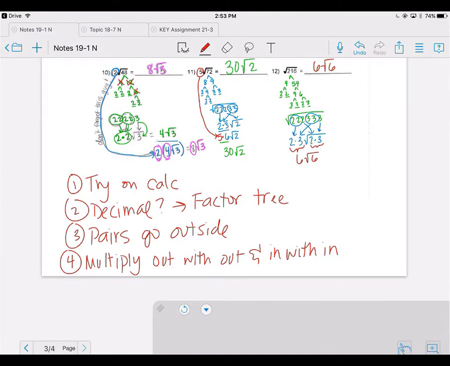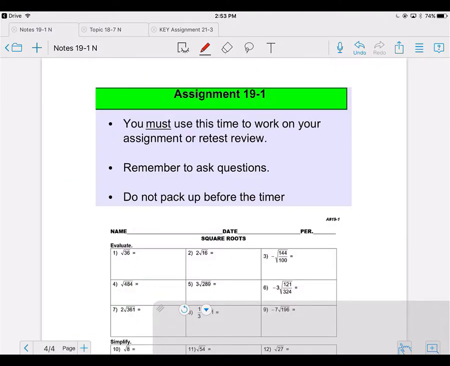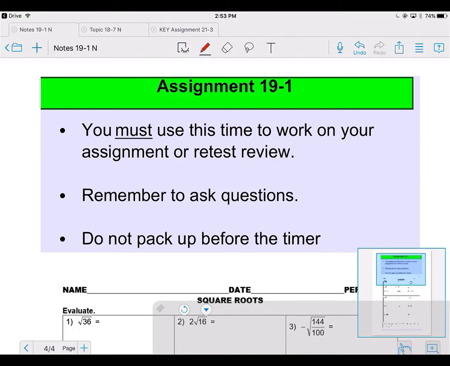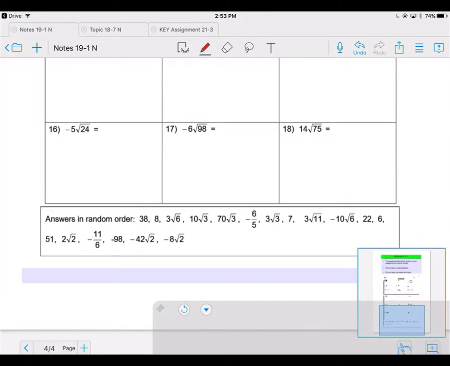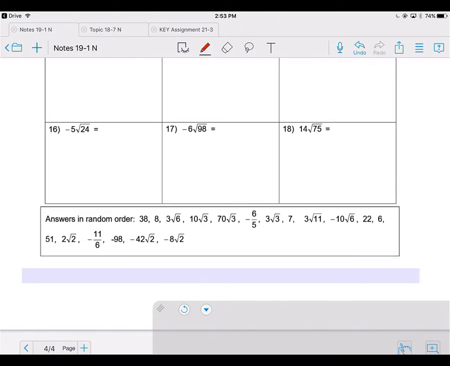Okay? Now your assignment is one page, so this is what you are being asked to do, this one page right here. Your answers are on the bottom. However, let me warn you, there are 8 open-ended problems on your test. So if your plan is to type in decimals and compare decimals, that's great for test-taking strategies, but will not help you on open-ended problems.